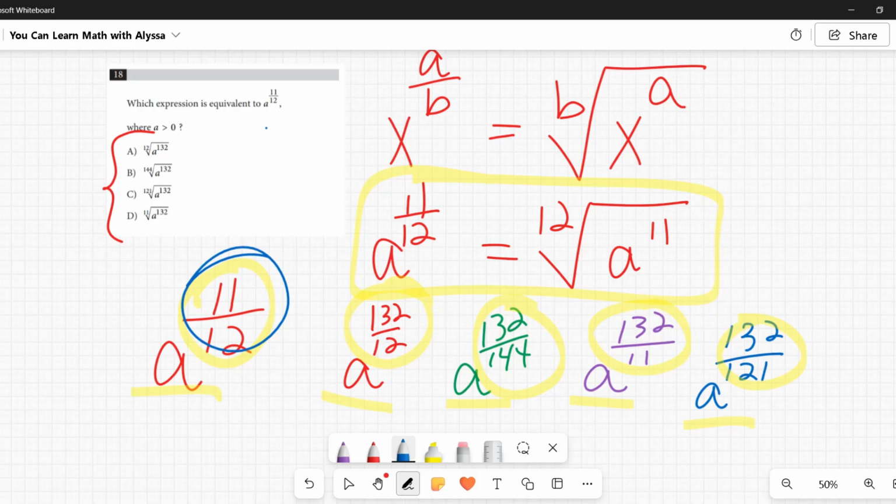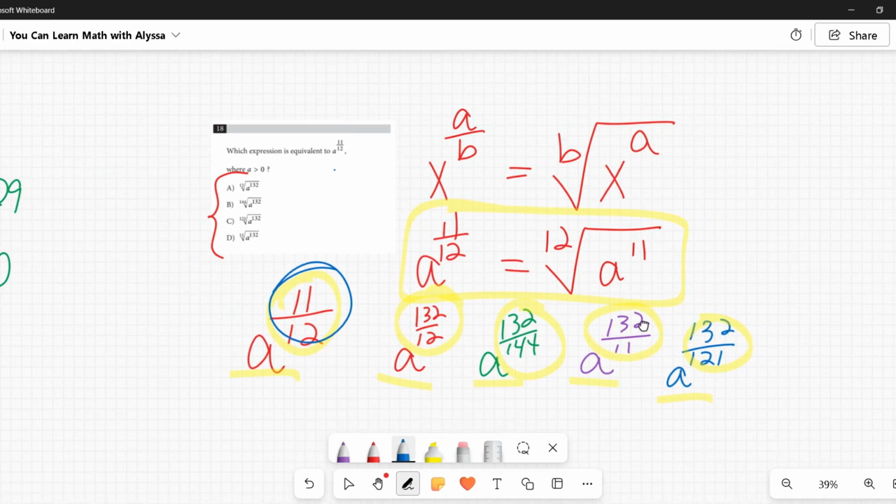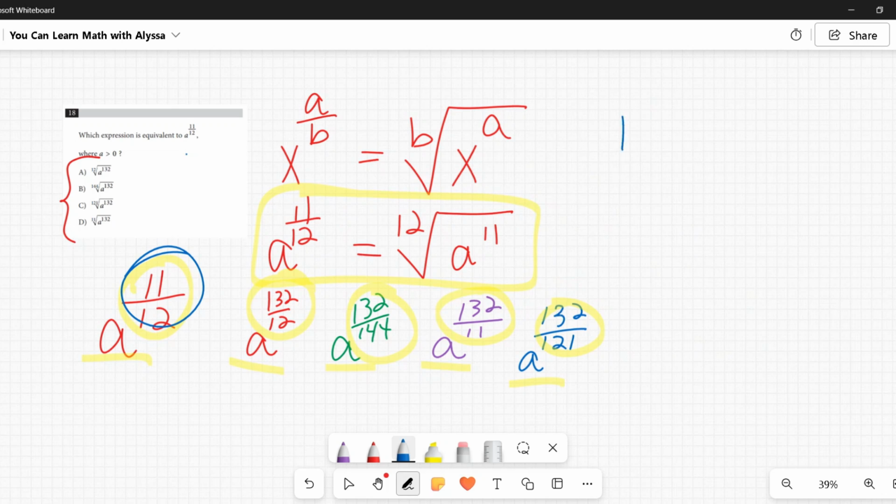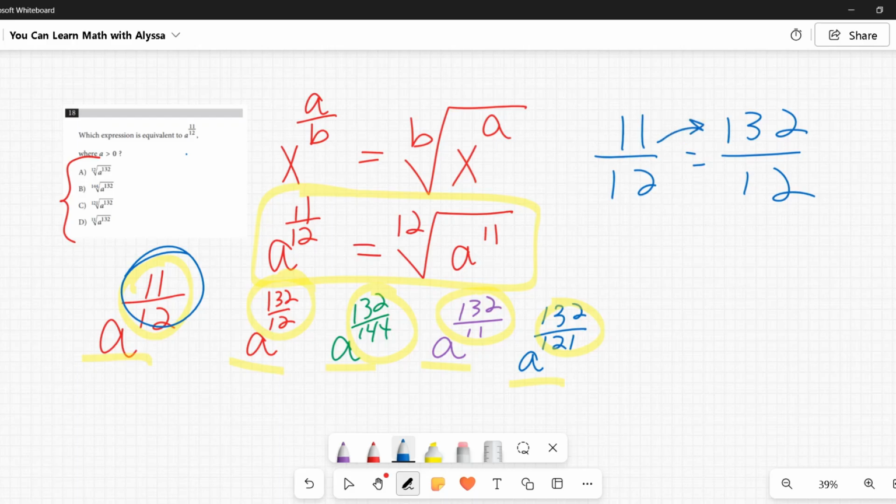Well, let's look at it. Is 11 twelfths the same as 132 twelfths? Does 11 twelfths equal 132 twelfths? No, there's no way to get from 11 twelfths to 132 twelfths, or the other way around, either way. So I couldn't multiply 11 twelfths by anything to get to 132 twelfths. And I couldn't simplify this to get to 11 twelfths.